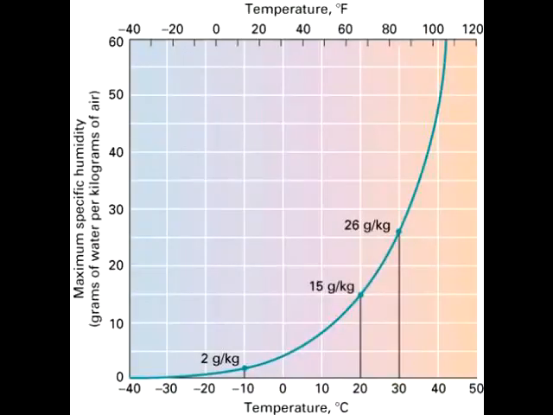The maximum possible specific humidity is a function of the air temperature. It is named saturation specific humidity. An increase in temperature causes an exponential increase in saturation specific humidity. For example, at a temperature of -10 degrees Celsius, the air can hold a maximum of 2 gram water vapor per kilogram air. At a temperature of 20 degrees Celsius, the air can hold a maximum of 15 gram water vapor per kilogram air.